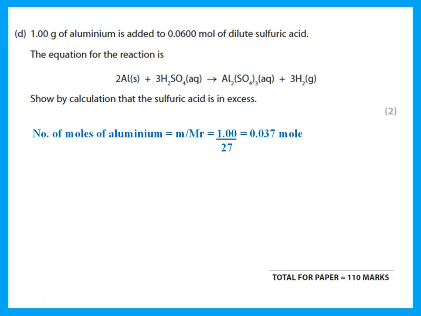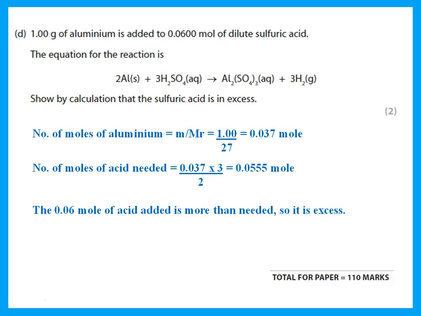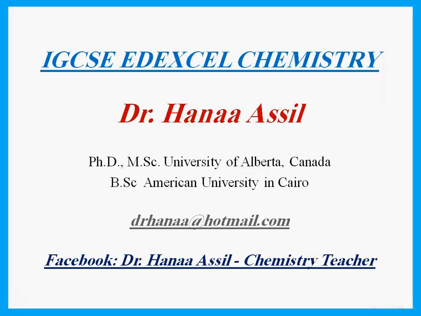And then I look at the equation. What amount of acid do I need to react with that? The equation says if the number of moles of aluminium is 2, the number of moles of sulfuric acid should be 3. So if it is 0.037, then the sulfuric acid should be 0.037 times 3 over 2. So what I actually need is 0.0555 mole of acid. Now, how much did he add? He added 0.06. That is too much. So that means that it is the acid that is in excess.